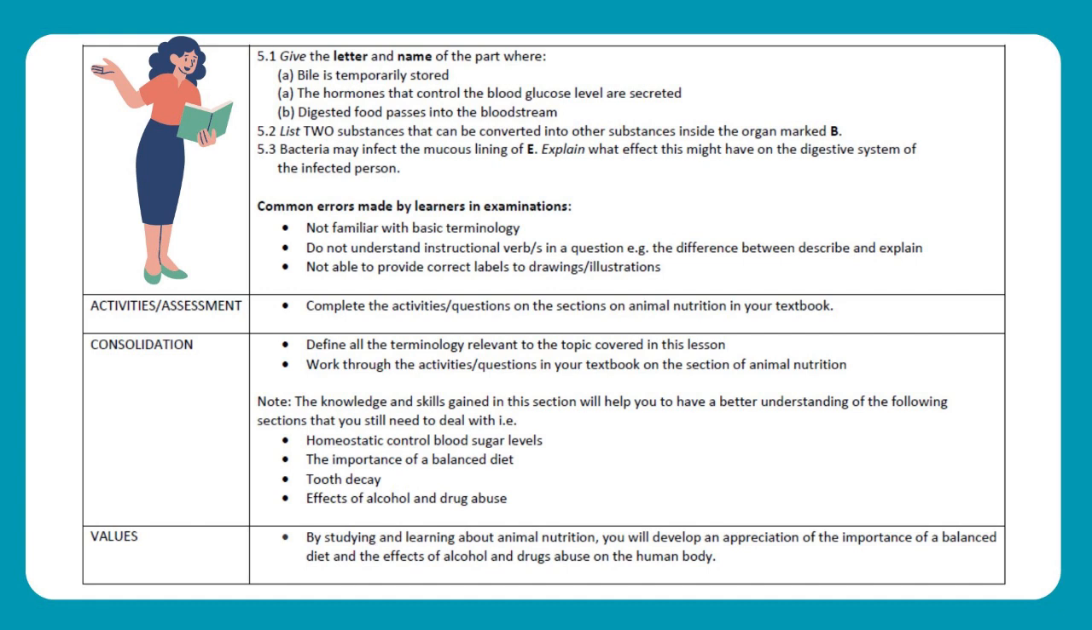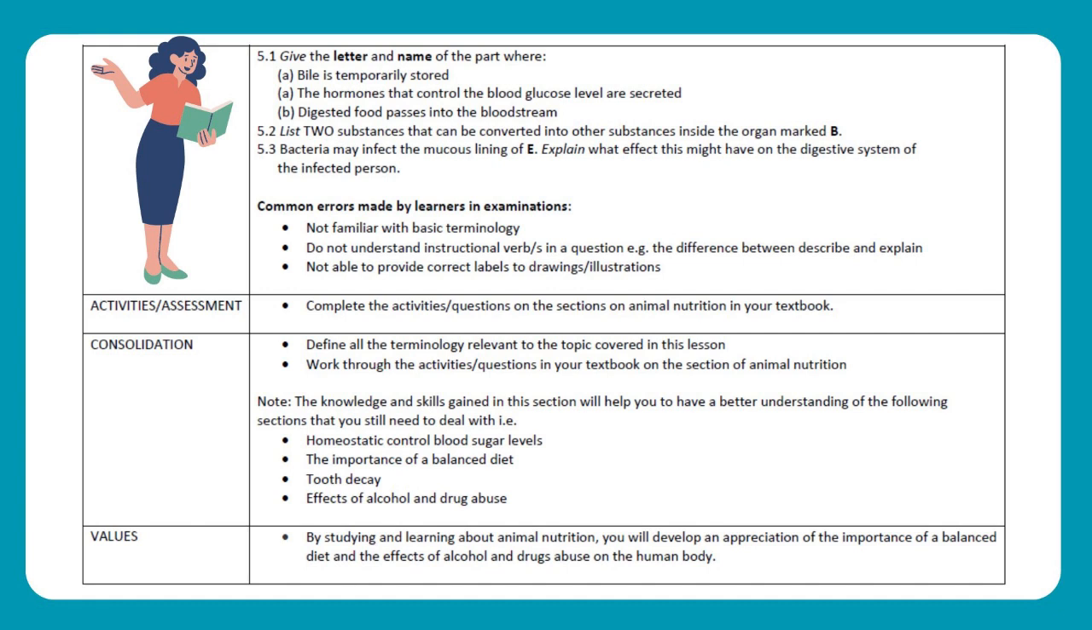Activities/assessment. Complete the activities/questions on the sections on animal nutrition in your textbook. Consolidation. Define all the terminology relevant to the topic covered in this lesson. Work through the activities/questions in your textbook on the section of animal nutrition.